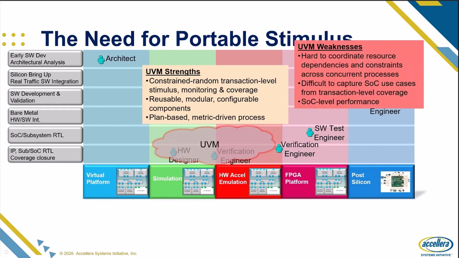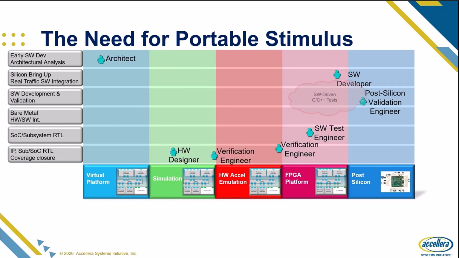Unfortunately, it becomes hard to coordinate resource dependencies and constraints across different processes when you get up into the SoC level, and it's difficult to capture those kinds of use cases from the transaction level coverage that we used in UVM. And also when you get up into the SoC level, performance is a real issue for UVM. So even if you could use UVM in post-silicon or even on an FPGA platform, the performance becomes a problem, and it's really difficult to capture those kinds of test cases in UVM.